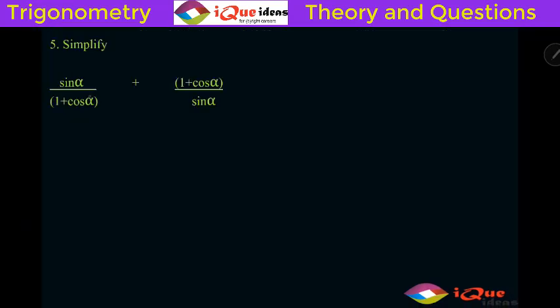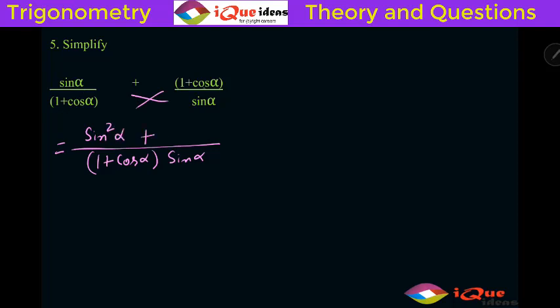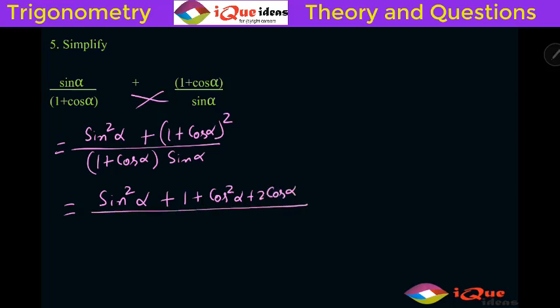Now this question says simplify this expression. Alright, let's do the simple process. Let's take LCM of these two expressions. It will be (1 plus cos alpha) into sin alpha, and in numerator it will be cross multiplication, so it will be sin alpha into sin alpha, that is sin square alpha, plus (1 plus cos alpha) into (1 plus cos alpha), which will be (1 plus cos alpha) whole square. Right? So it will be equal to sin square alpha plus 1 plus cos square alpha plus 2 cos alpha, if you open it. It is a simple application of (a plus b) whole square. Divide by (1 plus cos alpha) into sin alpha.